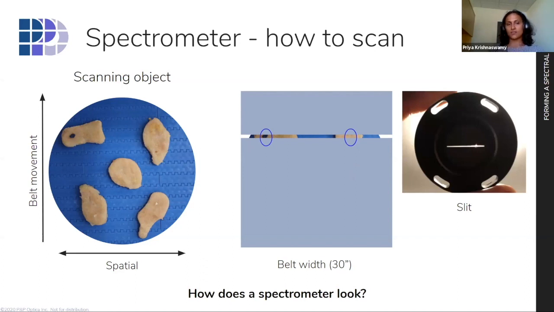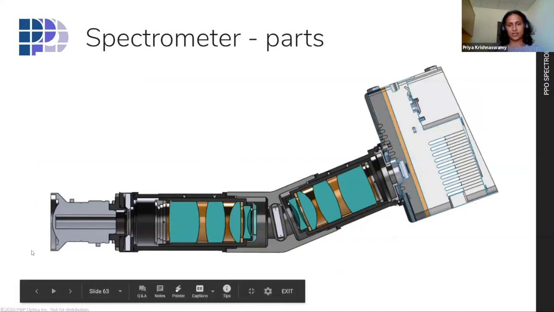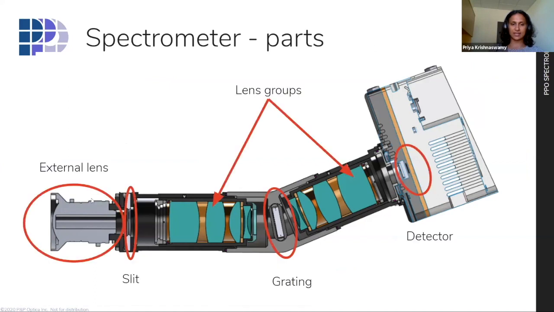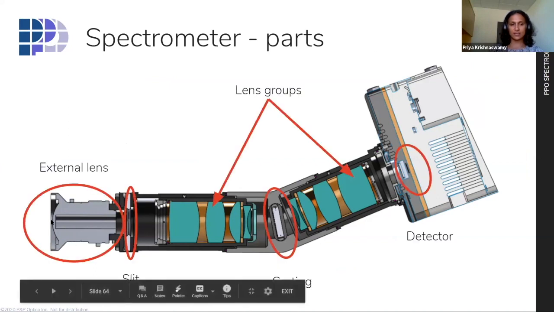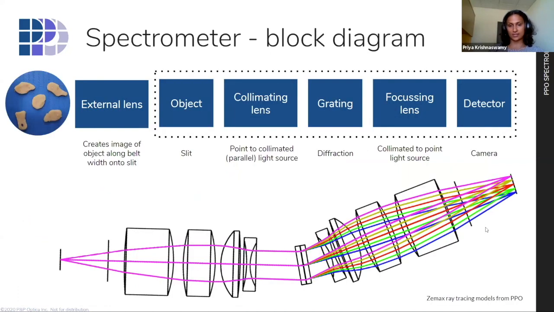So now that we have talked about the building blocks of a spectrometer, how does a spectrometer look? Here is a snapshot, a cross section of how a spectrometer would look. And you can see that there is a lens, you have a slit, and you have a couple of lenses, and the grating sits in between, and there is a detector. If you want to look at how light would go through it, we have the next slide to show that.